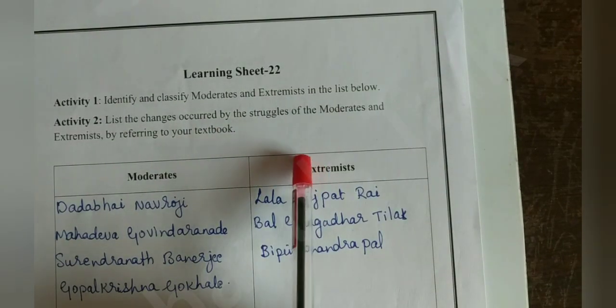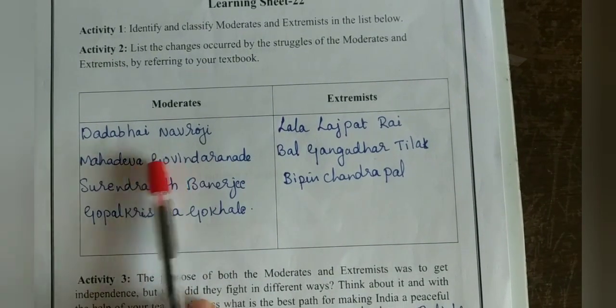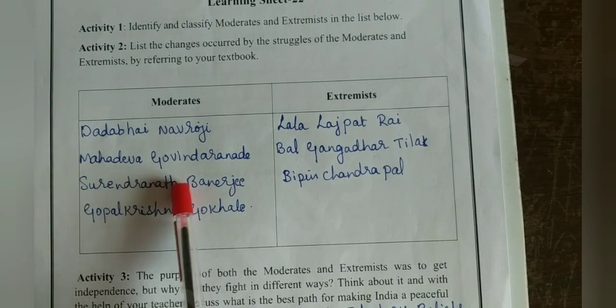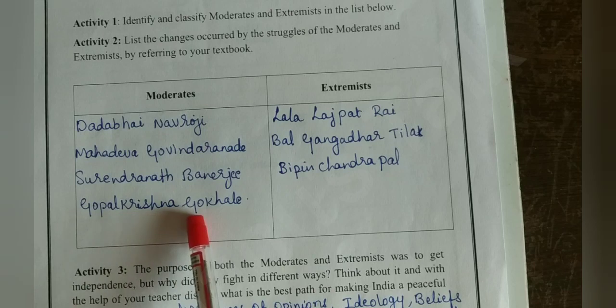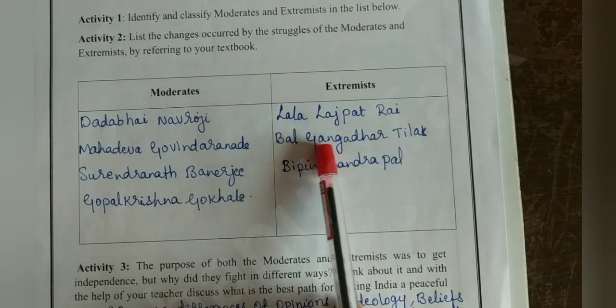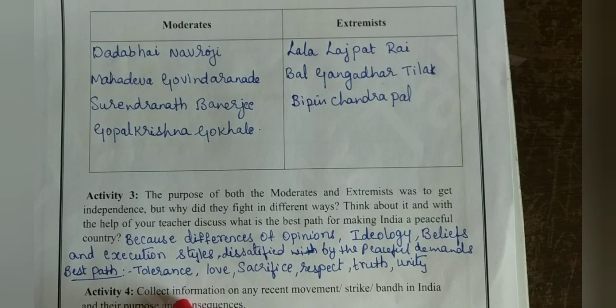Learning sheet 22. Identify and classify moderates and extremists in the list below. Moderates: Dadabhai Navroji, Mahadev Govinda Ranade, Surendranath Banerjee, Gopala Krishna Gokhale. Extremists: Lala Lajpat Rai, Bal Gangadhar Tilak and Bipin Chandra Pal.